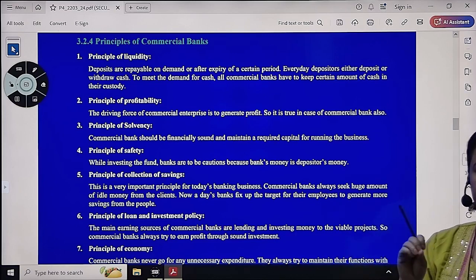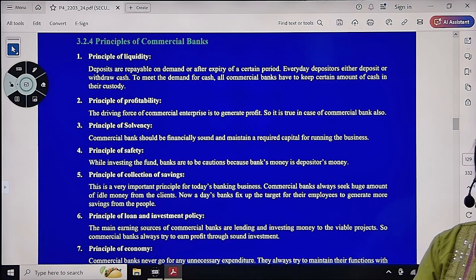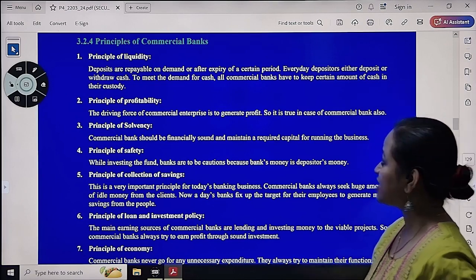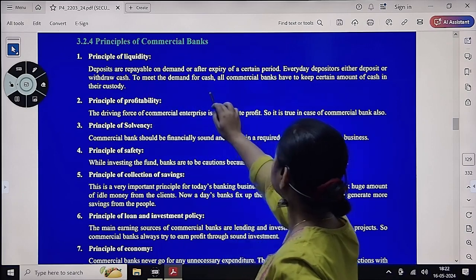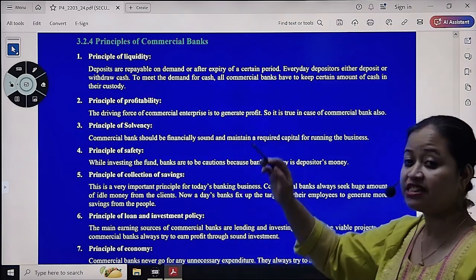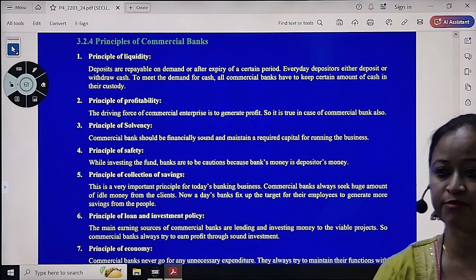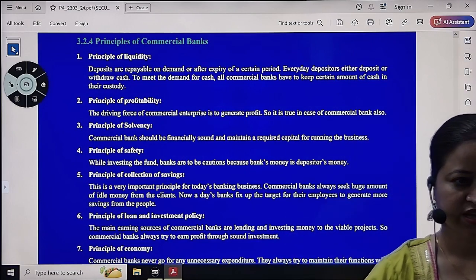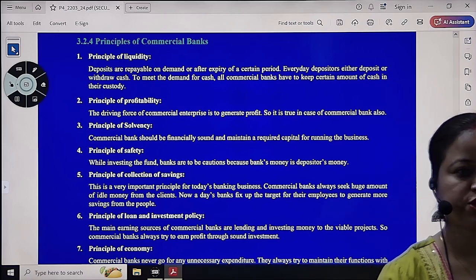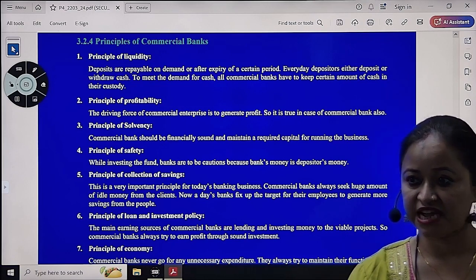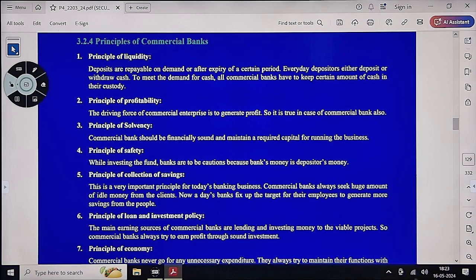If customers are depositing money into their accounts, whenever the customer goes and demands, I want my money this much, the bank should give it. To meet the demand for cash, all commercial banks have to keep a certain amount of cash in their custody. It should not happen that the customer deposits money, and the next day or after one month all the money is given as loan to other customers. Then if I go to the bank to withdraw my own money, the bank won't be able to give it. That should not be the case. So commercial banks should keep some ready cash with them so that they can give money to customers whenever they demand.